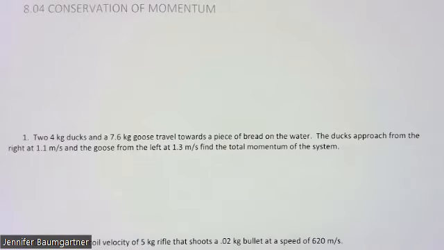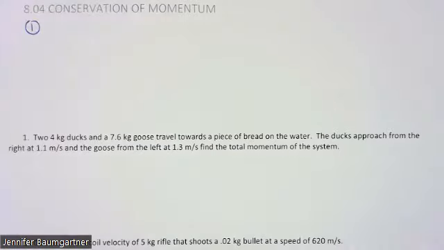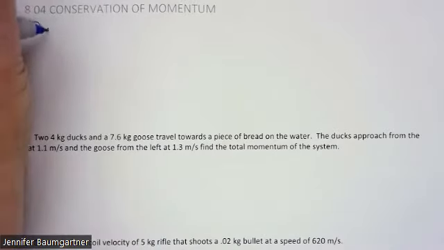This is video 804 in our chapter on impulse, momentum, and conservation of momentum. So we're finally ready to start talking about conservation of momentum. And there are some standards that you need to know. The first is that in a closed system, momentum is conserved.